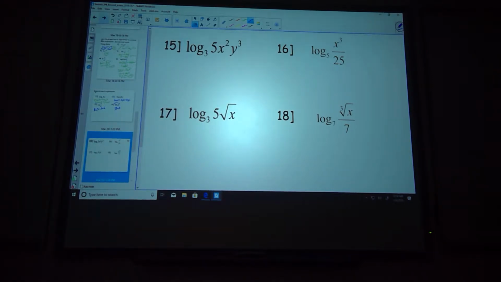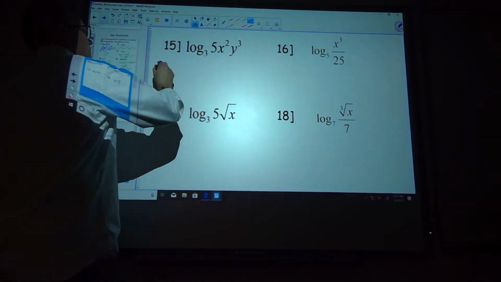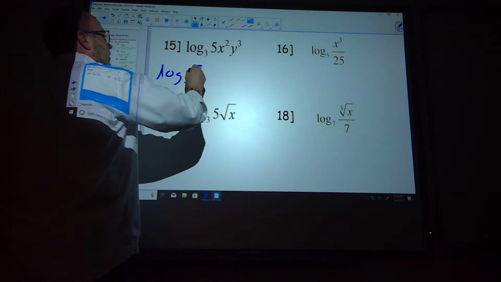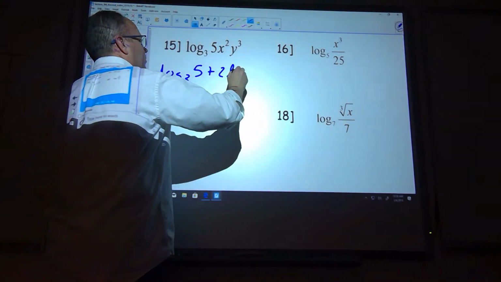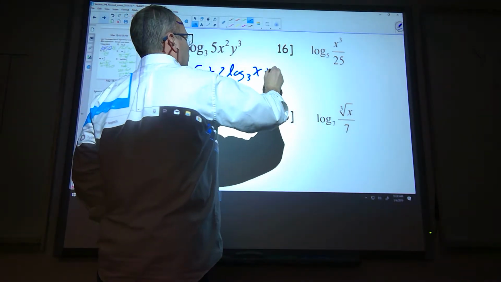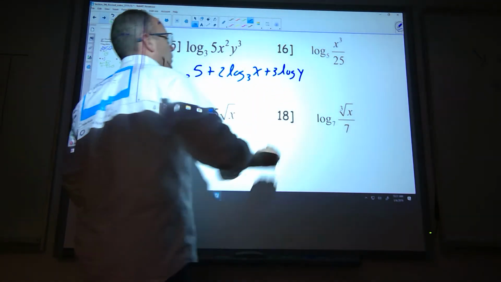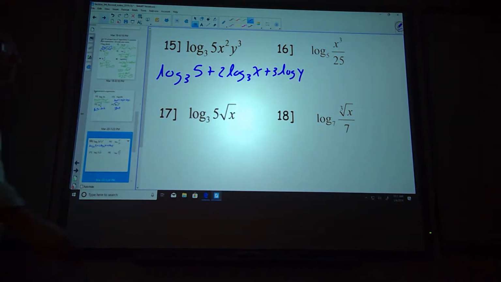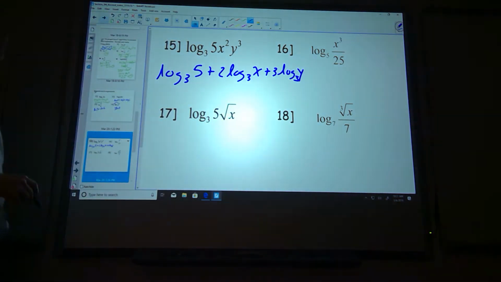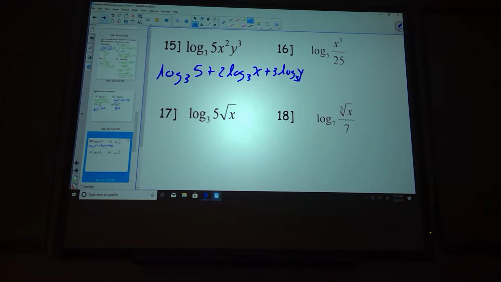Okay. Let me see if I can jump to this. Is that okay? What did I do? I expanded it to log base 3 of 5 plus log base 3 of x squared, but because it's x squared, I bring the exponent down front. And then, the missing step, plus log base 3 of y to the third, again, bring the exponent down front.